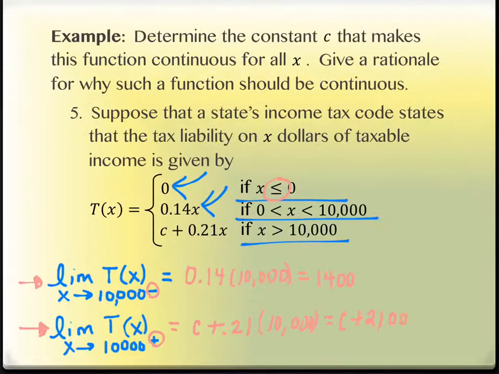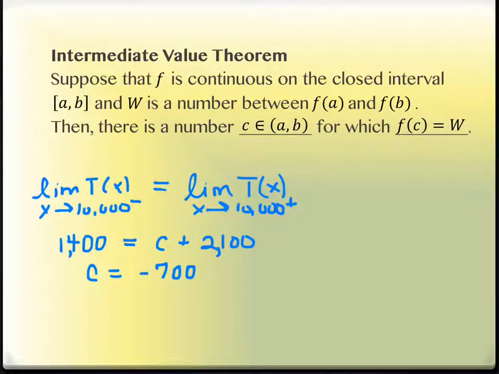Okay, so that's part of the directions. Yep, determine the constant c. We did that. And then it said to give a rationale. So I've said a lot of language outside of what my rationale would be. I'd like for you to write down some version of that on your paper. Why in the world should this be continuous? Why does that make sense? Note one other thing here, too.